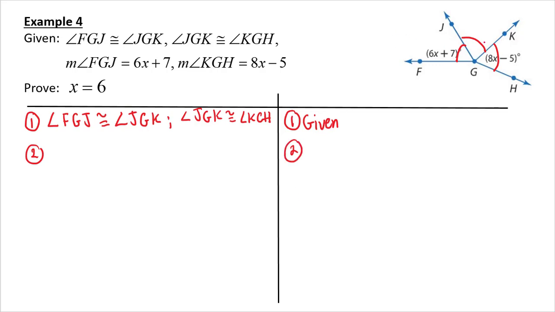Notice how when I marked up my diagram, JGK was congruent to two different angles. So then by my transitive property, I can say angle FGJ is congruent to angle KGH. And that's the transitive property. When I marked up my diagram, that helped me out. I marked this angle with 1, marked that angle with 1. I've already marked this with 1, but that's also equal to that one. So I knew from my diagram that all three angles were going to be equal.